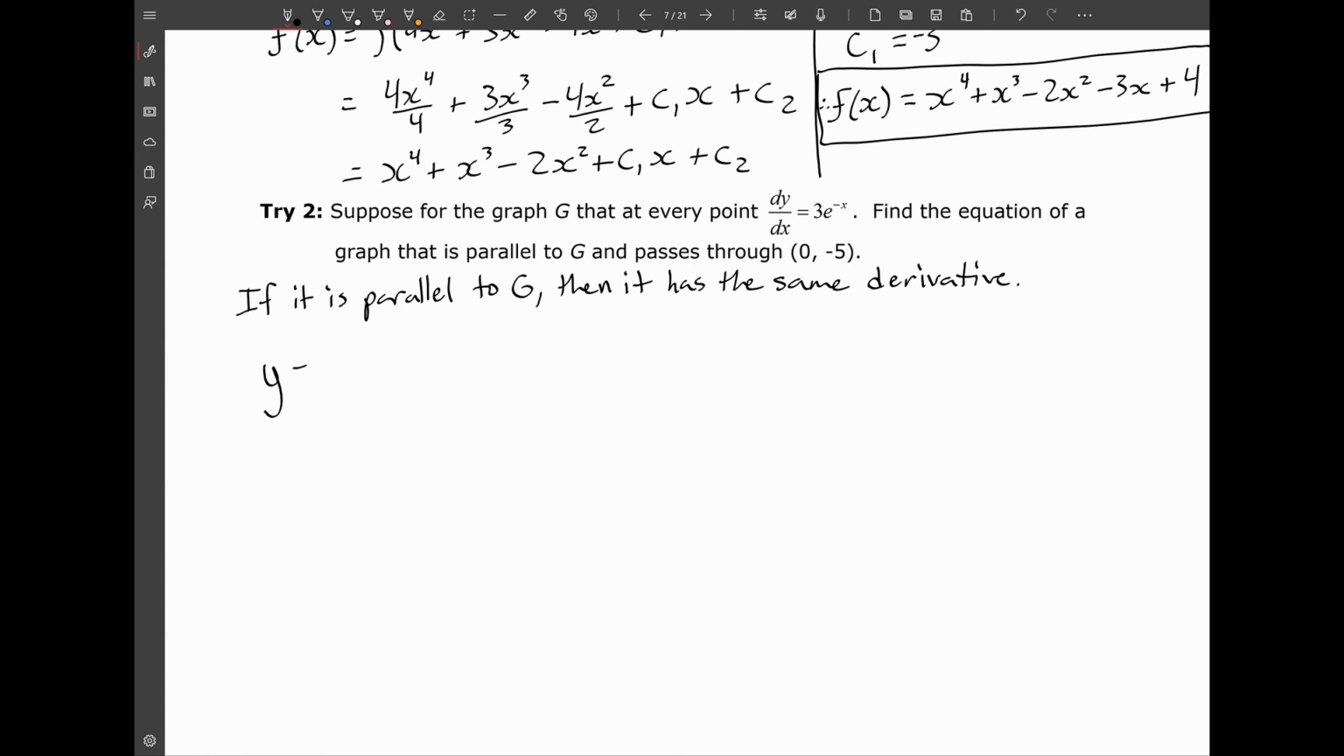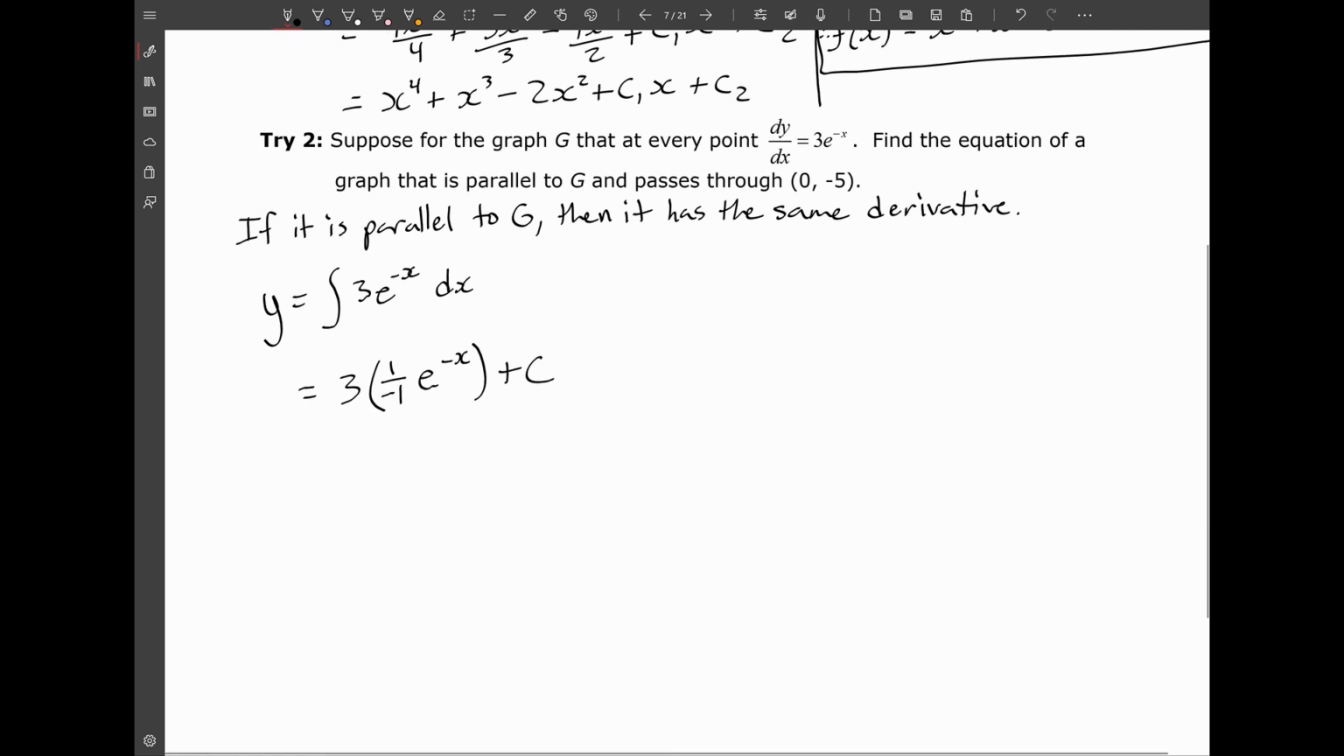So what I'm going to get is that y is equal to the antiderivative of 3e to the negative x. What that gives me is 3 times 1 over negative 1 e to the negative x. That's our antiderivative for e to the negative x. We've done that one before. Plus some constant c. But we've been told specifically that x is equal to 0 and y is equal to negative 5 at some point along this graph.